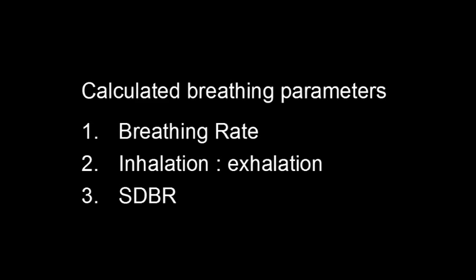The software monitors breathing by measuring the temperature of the inhaled and exhaled air. By detecting the breath's turning points, the software is able to calculate the following parameters. 1. Breathing rate. 2. The ratio of inhalation to exhalation. This is in terms of the length of time taken for each. 3. SDBR, or standard deviation of breathing rate. This is simply a measure of how variable the breathing is. When the breathing is very steady and regular, the breathing rate is fairly constant and SDBR is low.